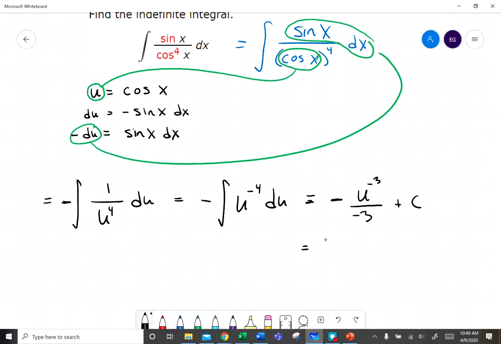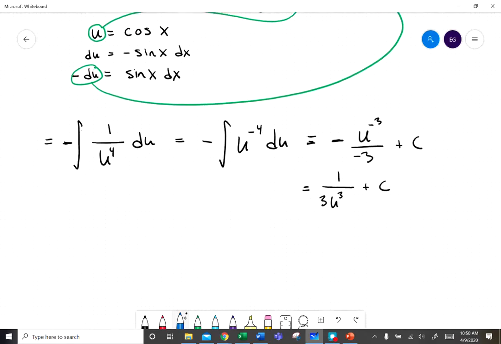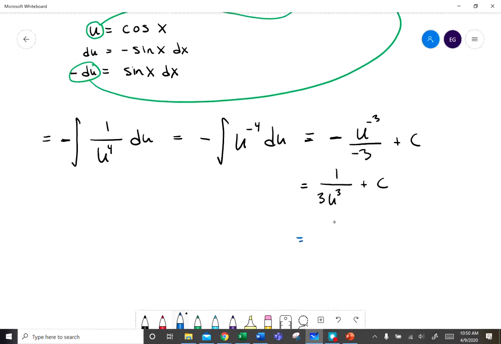Okay, so the u to the -3, we could bring that to the bottom. The two negatives cancel out. So it looks like we have 1 over 3u to the third power plus c. All right, so now we can back substitute, and we could put the cosine of x back in for the u. Okay, so we have 1 over 3 cosine to the third power of x plus c.